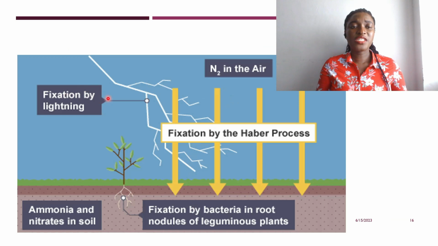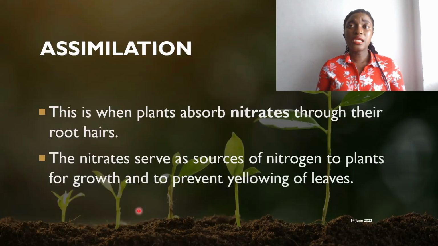Another way is fixation by lightning, where the lightning creates nitrous oxides, which seep into the soil as nitrates when combined with oxygen in the atmosphere. That is also another way. So that's what you see right here in this image. The next thing is for the nitrate, which is now available in the soil and in the root nodules of the legumes, to be absorbed and utilized by the plant.